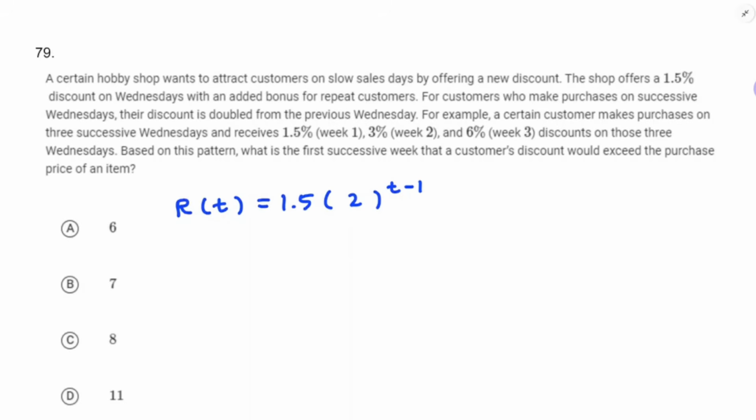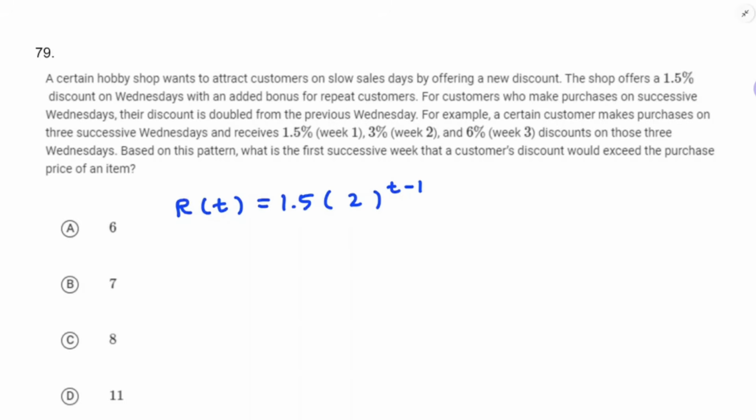Yeah. Now, if you wanted it to be 2 to the t, you could figure out, okay, when t equals 1, 2 times what is 1.5, and you get, I think, 0.75%. Okay, but let's just write it like this. I'm going to go with it. Okay, so r of 1 is equal to 1.5. R of 2 equals 1.5 times 2 to the first, which is 3. R of 3 is 1.5 times 2 squared, which is going to be 6. This makes a lot of sense.